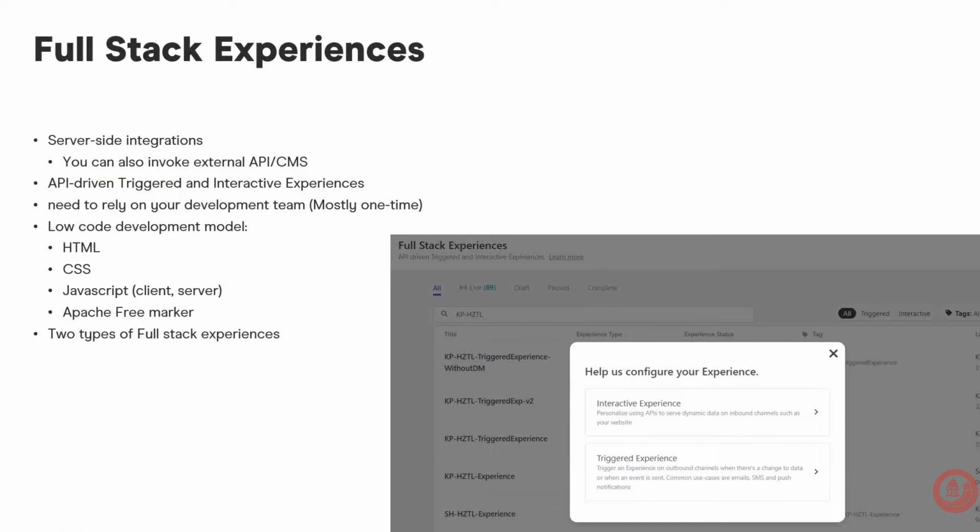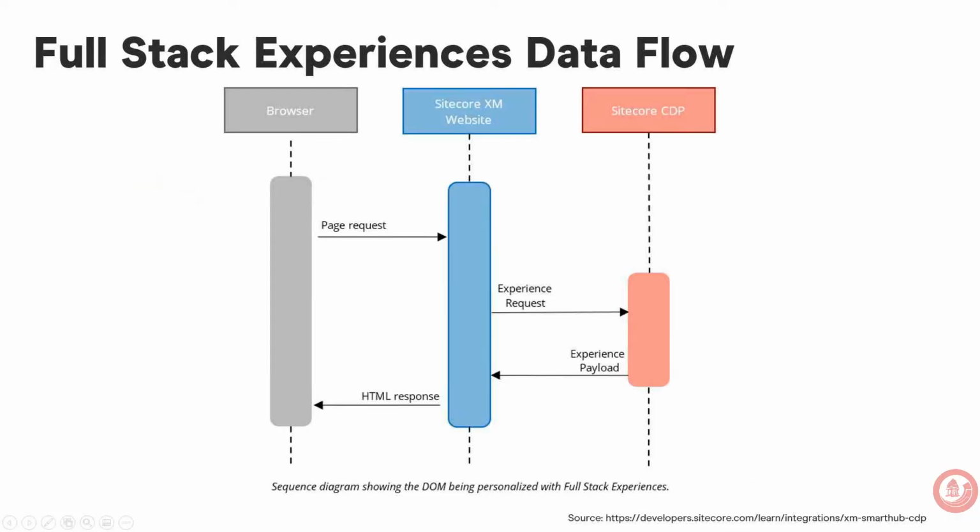It's API driven. There are a couple of ways to do it. Triggered and interactive. We'll talk about that later. You need to rely on your development team mostly one time. As a marketing team, you have to just let your team know that these are the scenarios I'd like to implement. It's again low code development model. You don't need to write any C# code or do a deployment. It's all SaaS model, and it has support for Apache FreeMarker, JavaScript, HTML, CSS. And as I mentioned, there are two types of doing a full stack experience, interactive and triggered. Let's talk about that in the upcoming slide.